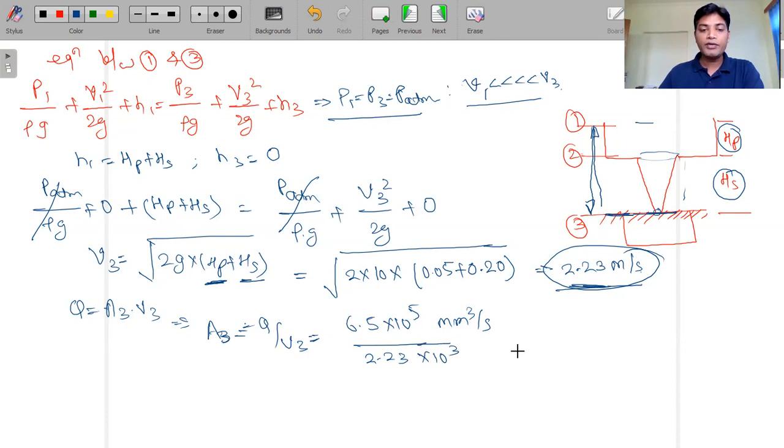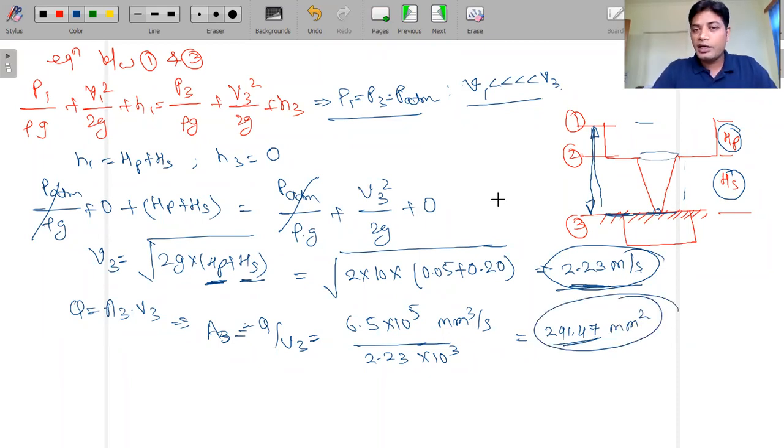So guys, can you tell me the value of A3 from here? That will be in mm square, 291.47. Very good. 291.47. Okay, so that is in mm square.